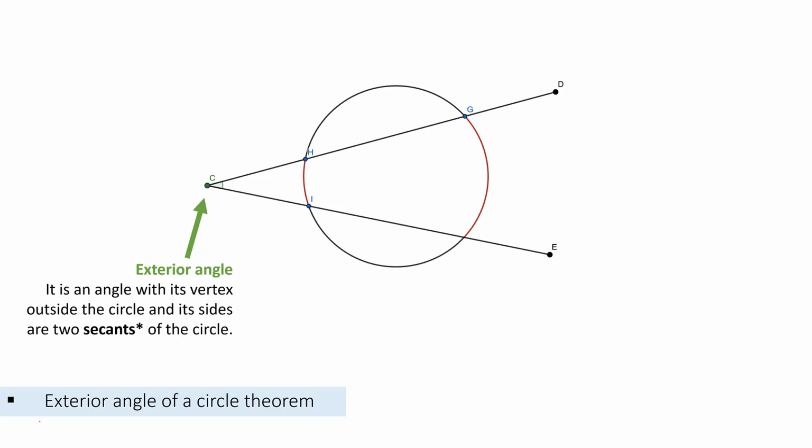As you can see here in the diagram, each line is crossing the circle in 2 points. Now, whenever you have an exterior angle, there are 2 arcs formed that you can see in red here in the diagram. The larger one is called the major arc, and the smaller one is called the minor arc.